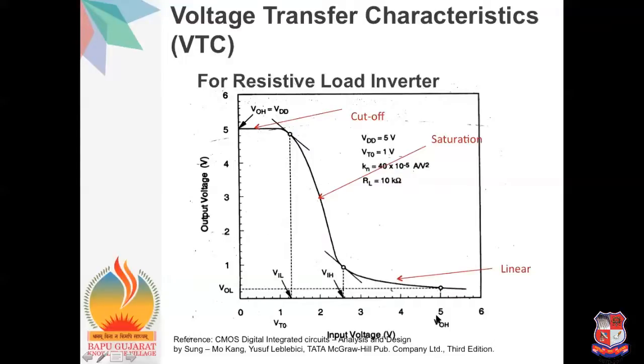Whenever the input is extremely high, that is the input is VOH. So here the three operating modes are also shown in the figure: the cutoff mode, saturation mode, and the linear mode. So this is the VTC for the resistive load inverter circuit.